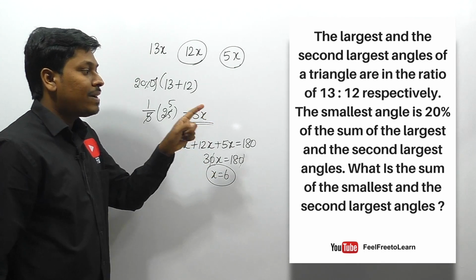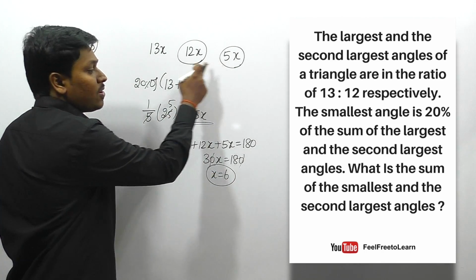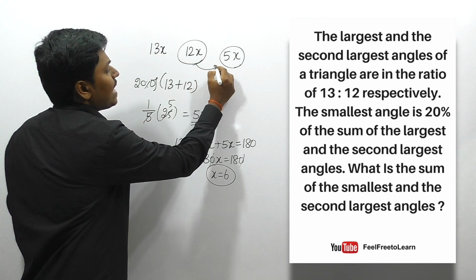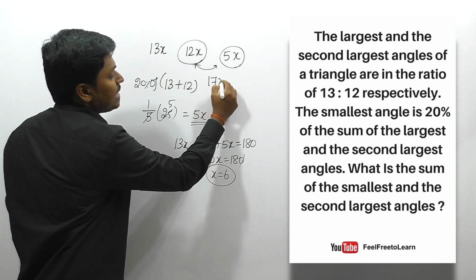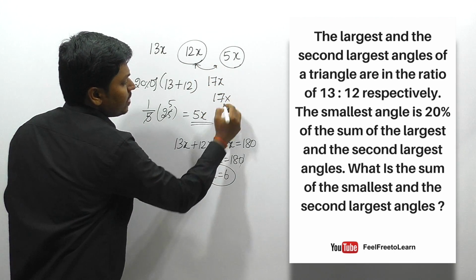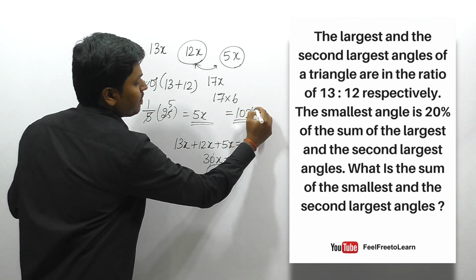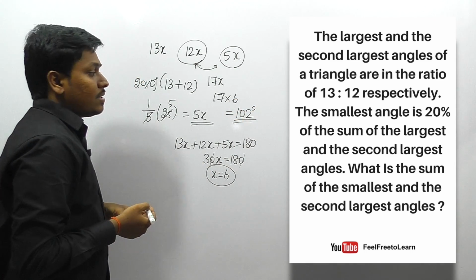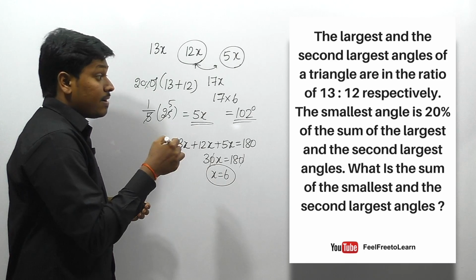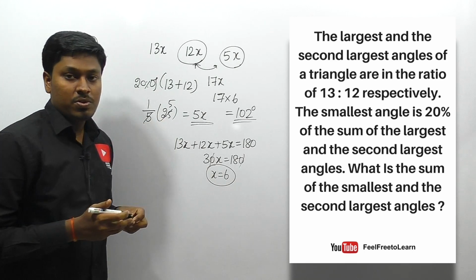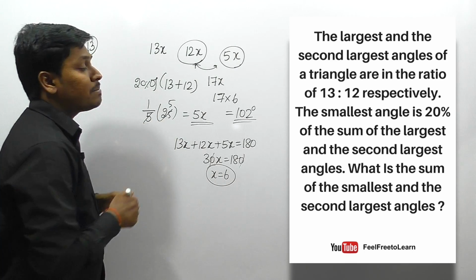But our target is to find the sum of the smallest and the second largest angle. So when we add both values, the resultant will be 17x. So 17, and we already know that the value of x is 6. I think 102, right? So finally we can say that the sum of the smallest and the second largest angle of the triangle will be 102 degrees, which is the answer for question number 13.